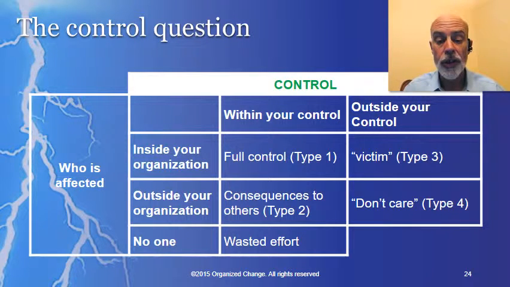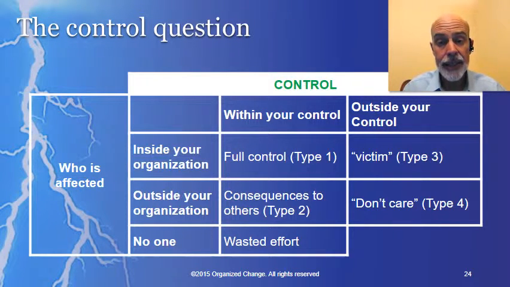If things are fully in your control and who is affected is only inside your organization, that's great. That way you can deal with the full consequences of whatever you decide to do. On the other hand, you can have circumstances where you have control of events and circumstances where other people are the victim, if you will, and that also has to be taken into account. Also, you have to take into account the consequences to others. That is, those things that are within your control that are outside of the organization.